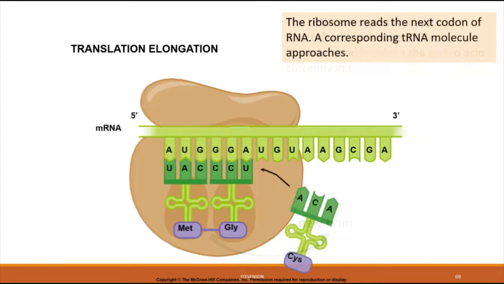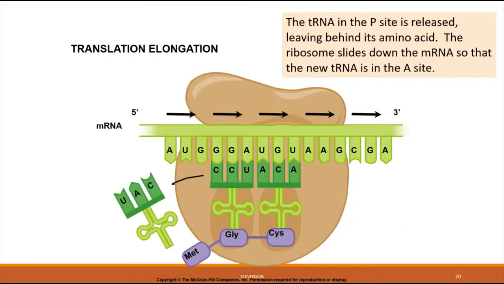So when this next codon comes along, which in this case is UGU, corresponding to the anticodon ACA, what's going to happen is the first tRNA molecule, the initiator tRNA, is going to get kicked out. It leaves behind its amino acid because that amino acid formed a bond with the amino acid that was previously in the A site. This amino acid is now in the P site because everything has shifted over by one space to read the next codon.